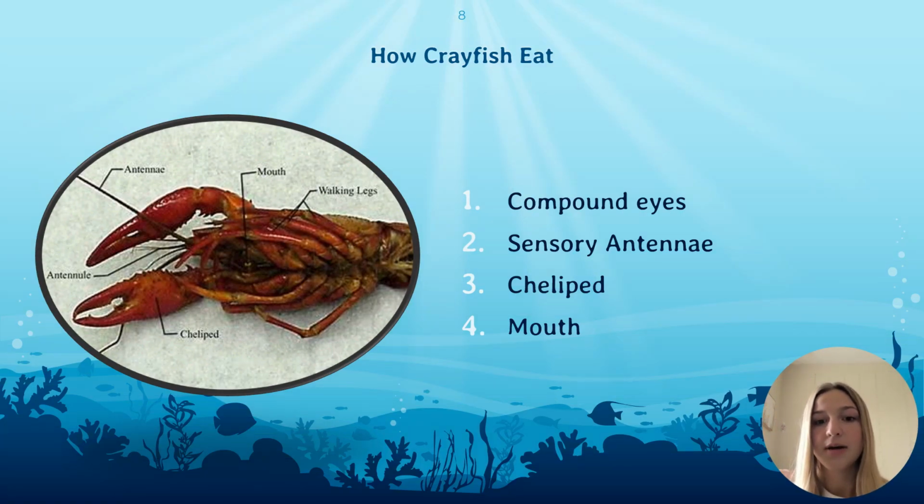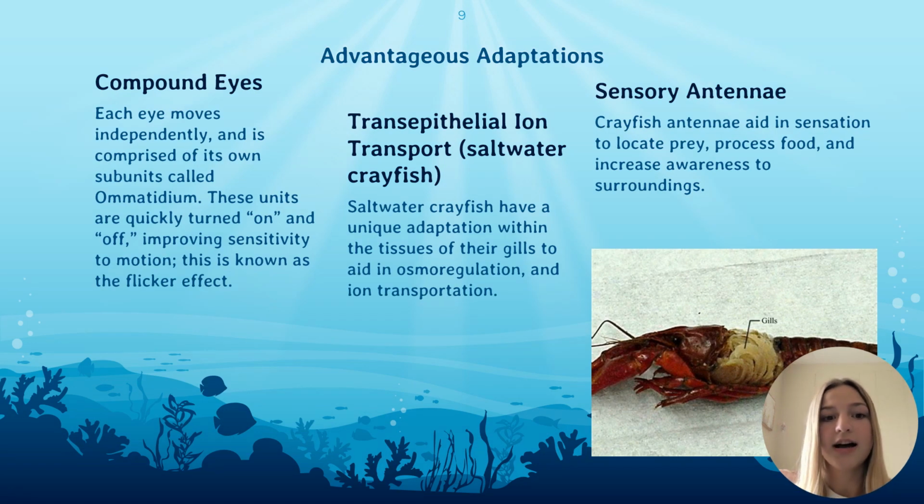They eat using those compound eyes, their sensory antenna, and then they have those claws at the end called the chelipeds, and then food goes into their mouth and into their digestive tract. So those compound eyes, they have unique subunits which can turn on and off really quickly, which increases the sensitivity, especially when there's motion around them. So this is known as the flicker effect, and it makes them increasingly aware of their surroundings. Same with the sensory antenna. It helps them locate their prey and process food, and also increases that sensory awareness.